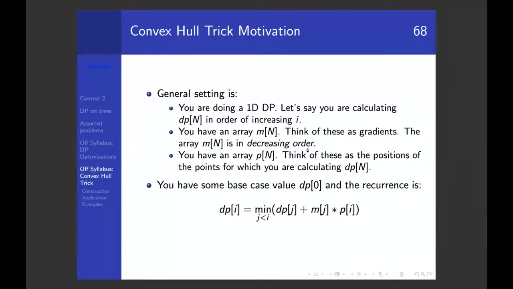Then let's say our dp looks like this. Base case dp[0], and the recurrence is, for each dp[i], it's the minimum over all j less than i of dp[j] plus m[j] times p[i]. That is, for each j less than i, it's the dp value of j plus this function of j times this function of i. Again, it's not immediately obvious until you see problems as to how this helps, but once you know the trick, it becomes more obvious.